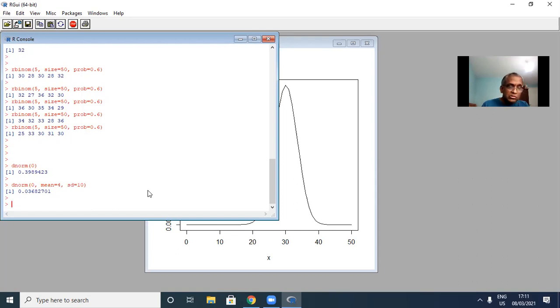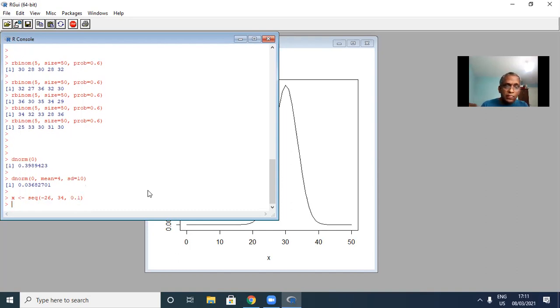Now let me show you how to plot the density of a normal distribution, right? So let me say you have a sequence of numbers, say from -26 to 34 in steps of 0.1, and y is the density of the normal at x with mean equal to 4 and SD equal to 10, standard deviation.